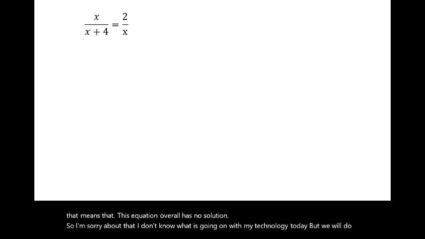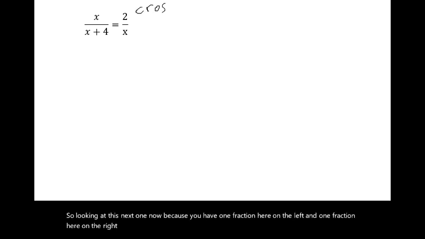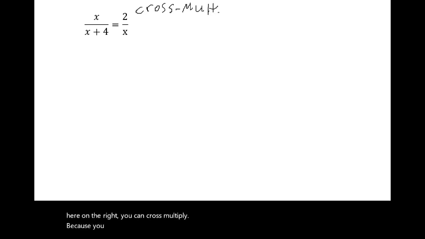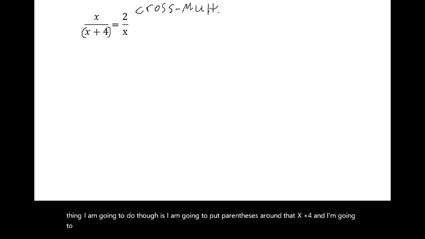So looking at this next one, because you have one fraction here on the left and one fraction here on the right, you can cross multiply. Because you only have two fractions and there's one on the left and one on the right. The only thing I am going to do though is put parentheses around that x plus 4, and I'm going to cross multiply and begin to solve for x.